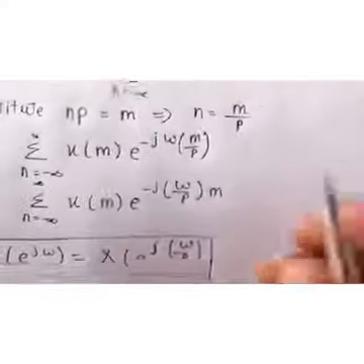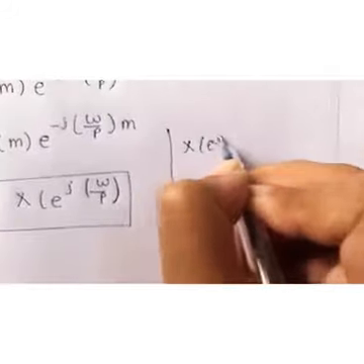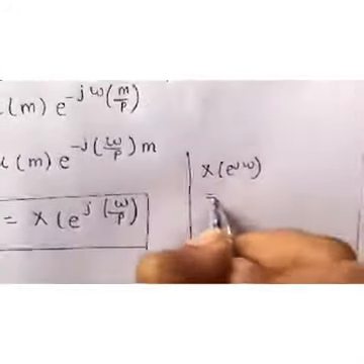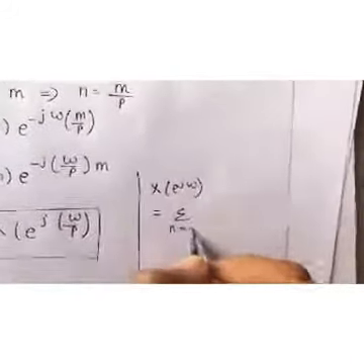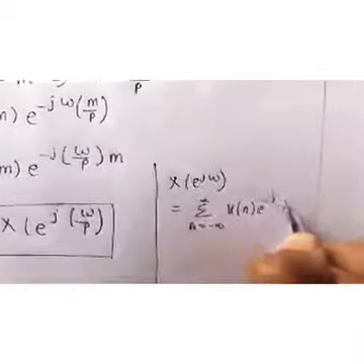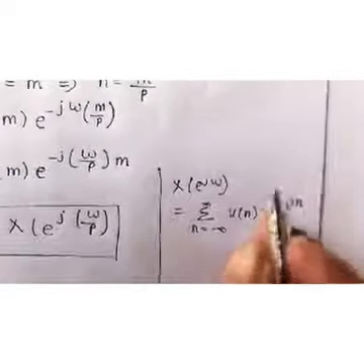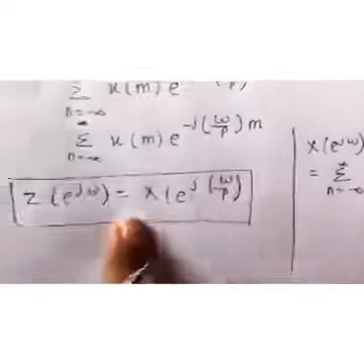This comes from the fact that we know X of e^{jω} is equal to the summation from n equals minus infinity to infinity of x of n e to the power minus jωn. So if ω is replaced by ω over p, then we get that. So hence proved property 4. Property 5.